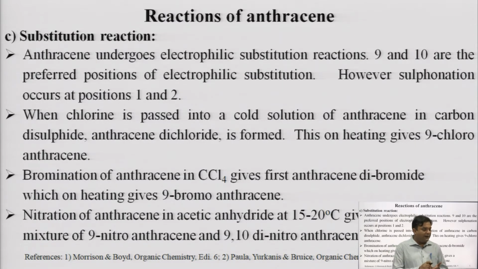So, when anthracene is reacted with HNO3 in the presence of acetic anhydride at 15 to 20 degrees centigrade, it gives a mixture of 9 nitroanthracene and 9,10 dinitroanthracene. Actually, this is a two step process. In the first step we get 9 nitroanthracene, which again gets nitrated by HNO3 in the presence of acetic anhydride, and we get the dinitro substituted product. Again, nitration occurs at the 9 and 10 positions.